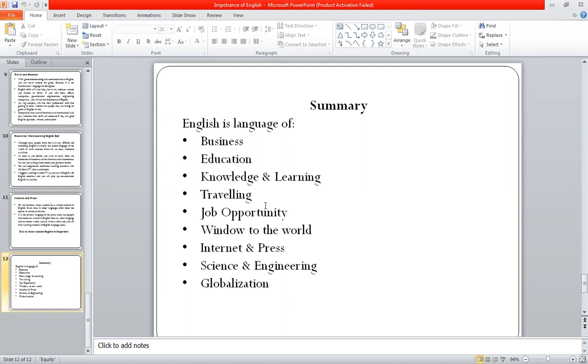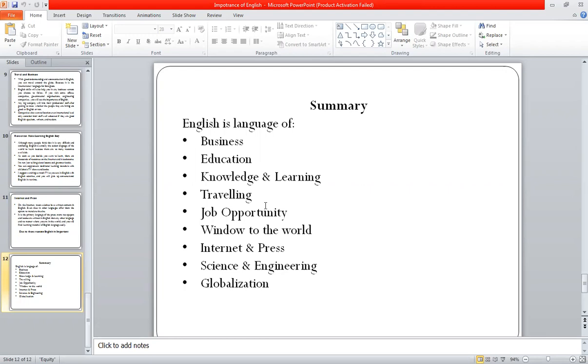It is also the language of internet and press. Internet and press is also one of the important aspects. Whatever knowledge you need for your study purpose, you get from the internet itself. You are getting the various news that you hear or listen to, which comes from all over the world. The knowledge of that news or incident you can also get from the internet and press itself.